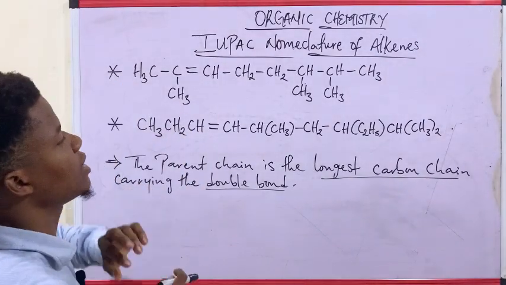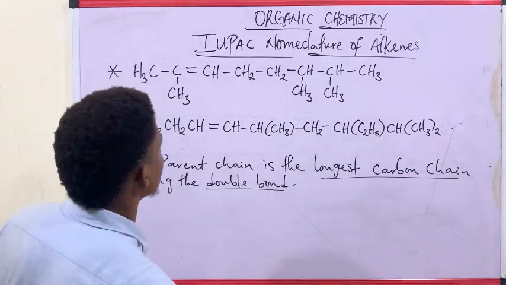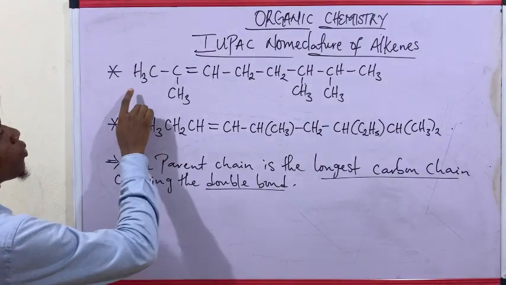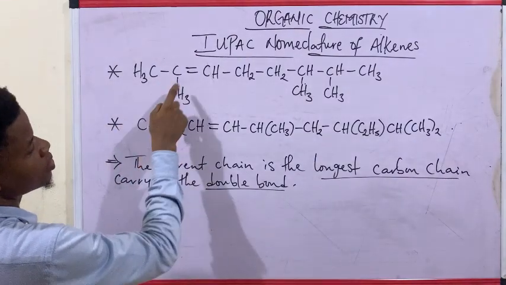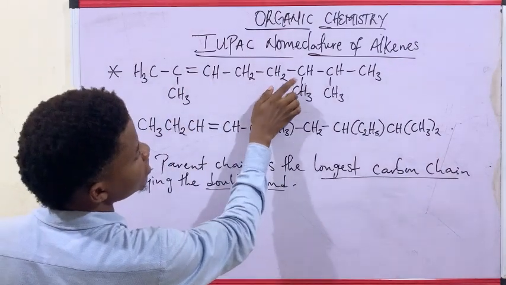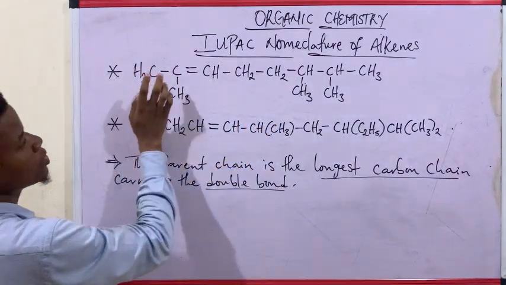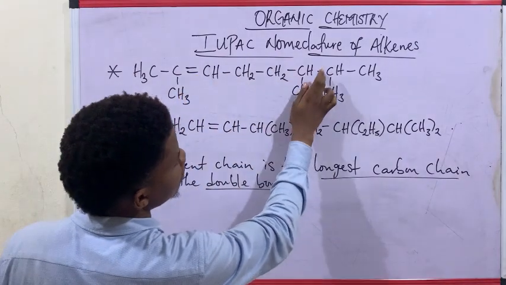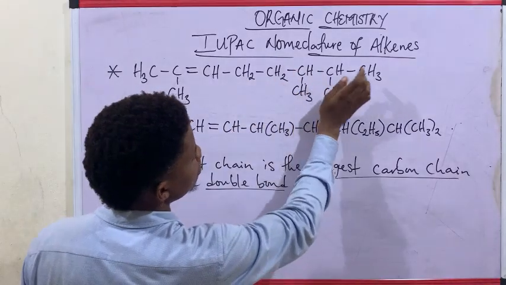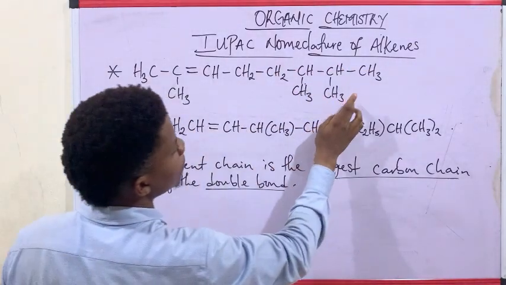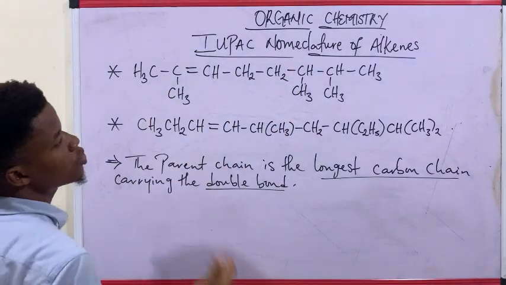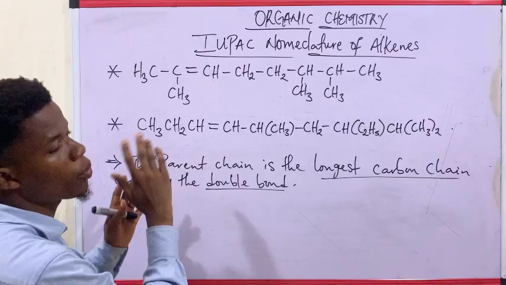For question 1, let us identify the parent chain first. The parent chain is the longest carbon chain carrying the double bond. So we can go like this: 1, 2. We cannot go like 1, 2, 3 because it does not involve the double bond. So 1, 2, 3, 4, 5, 6, 7, 8. The longest we can get from all ways around is 8.